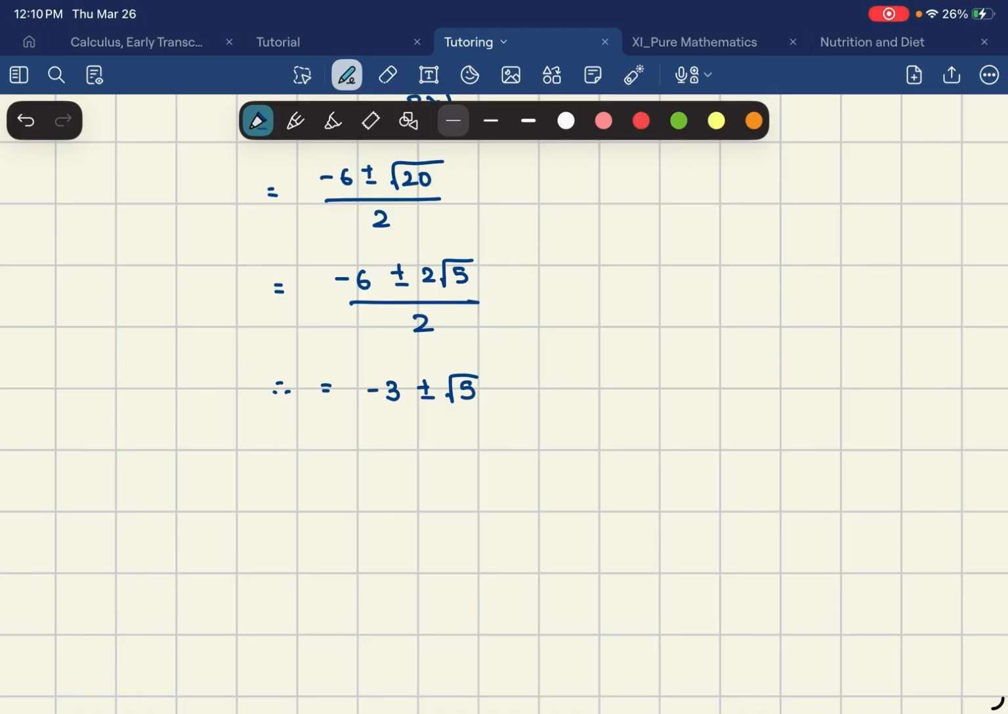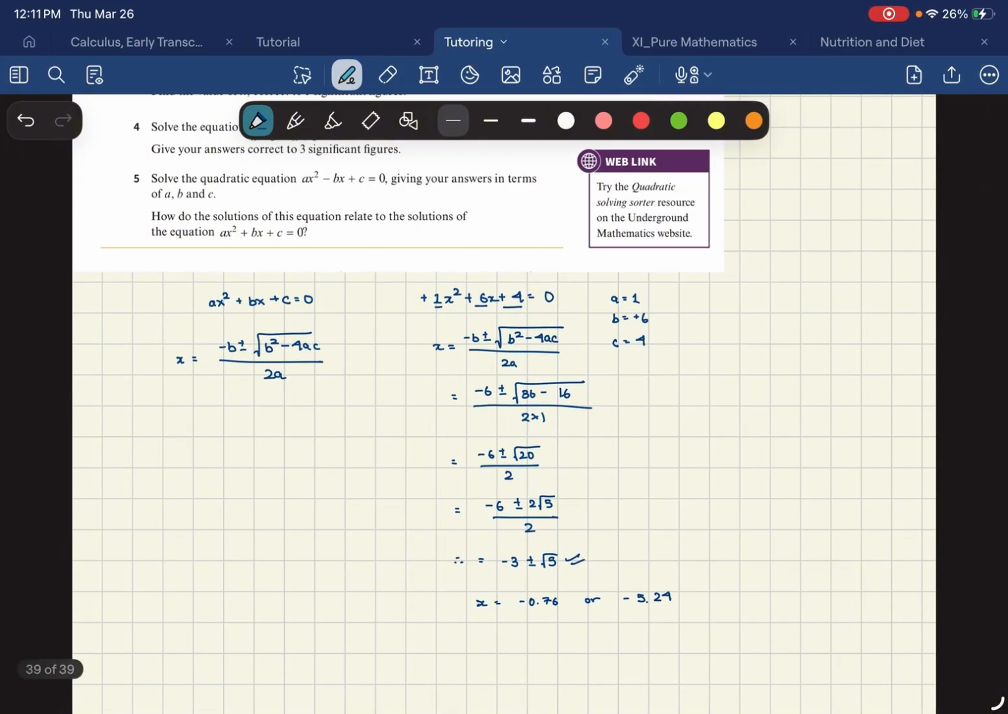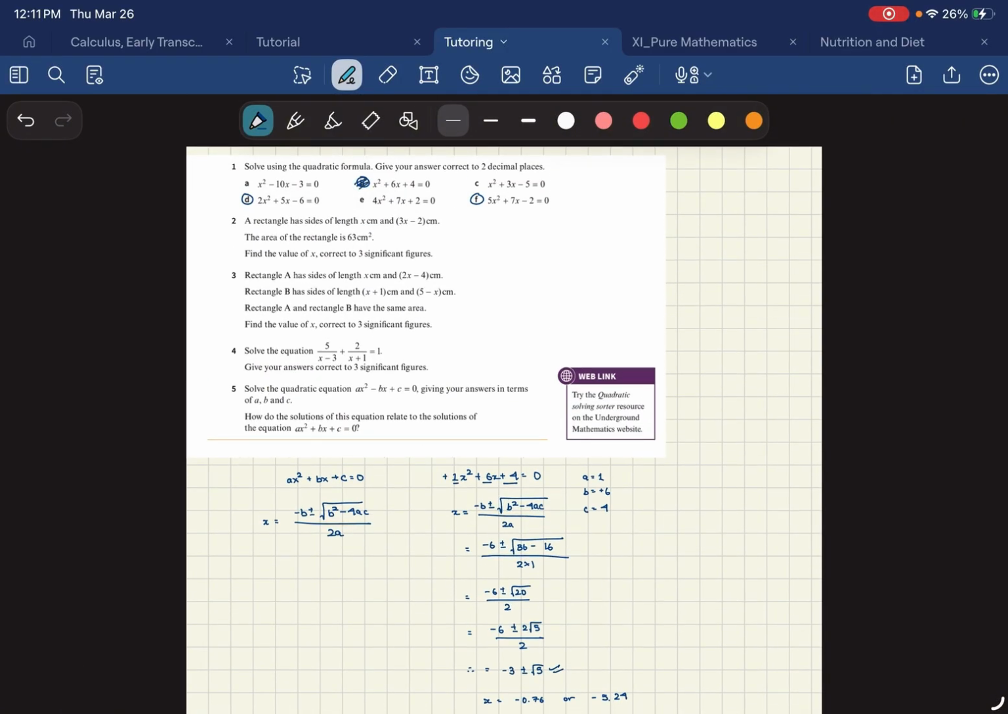So that should be your answer. And you can give it to 3 significant figures actually. So minus 3 plus the square root of 5, so your x is equal to negative 0.763. I have given it to you in the exact form, but you can use your calculator to also check your answer. And the other is negative 5.236. So these are your 2 answers, but leaving it as this is also perfectly fine. All right, so we are done with B.